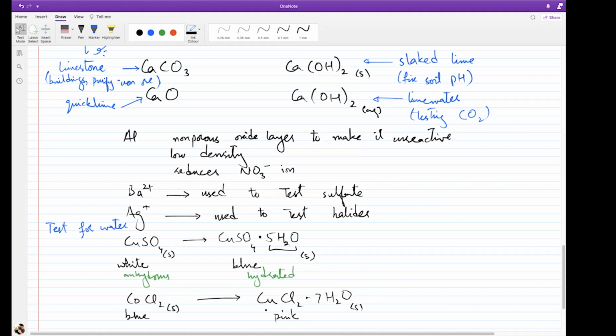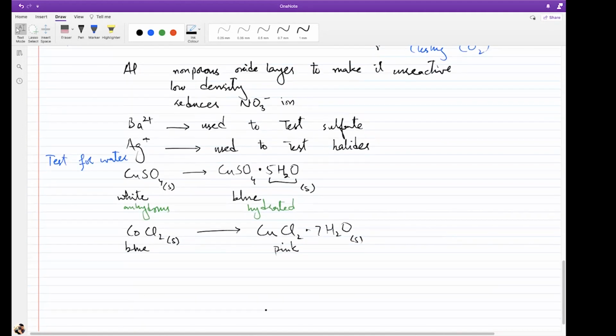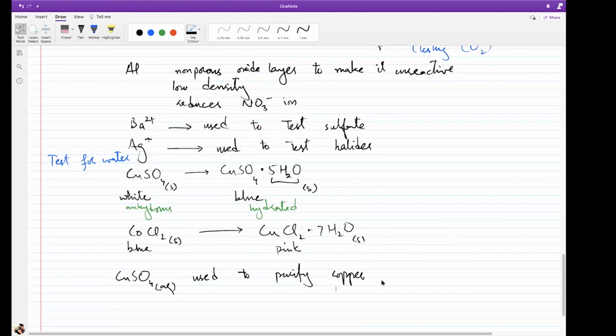ठीक हो गया? Any questions on this? Similarly, copper sulfate का एक और use जो आपको आना चाहिए, ठीक है? Copper sulfate aqueous used to purify copper. So you get impure copper and you get pure copper by using this in a process which is electrolysis. Okay? So again, we will study that in detail, but that is a fact that you have to remember. अगर कभी भी वो आपसे कहता है कि give an example of a compound that is used to purify copper, this is what is going to be.